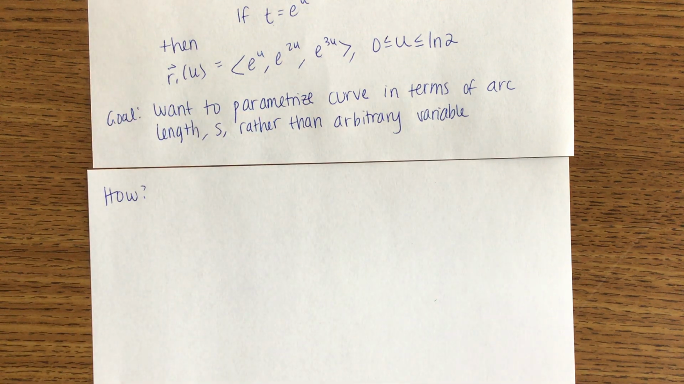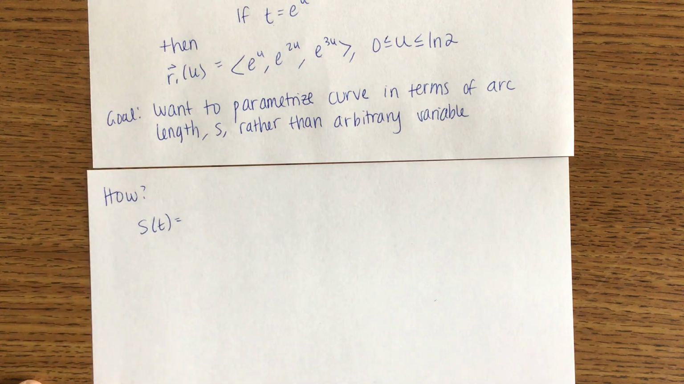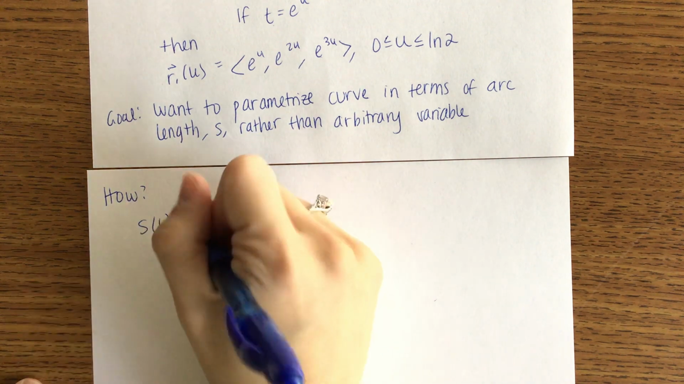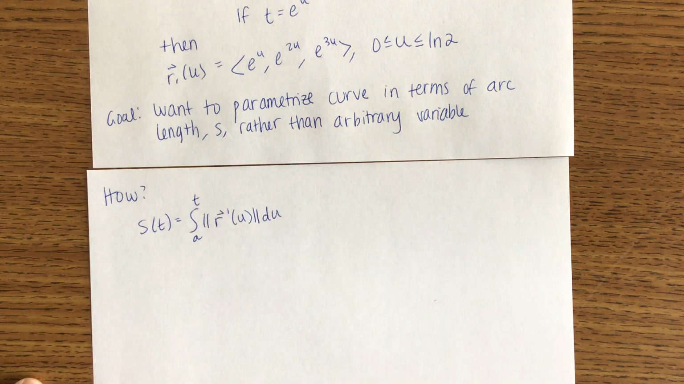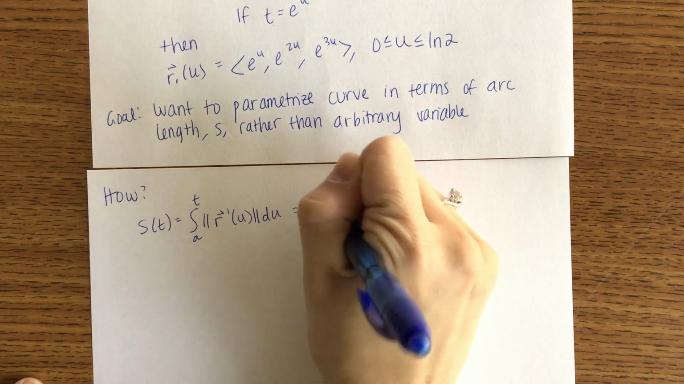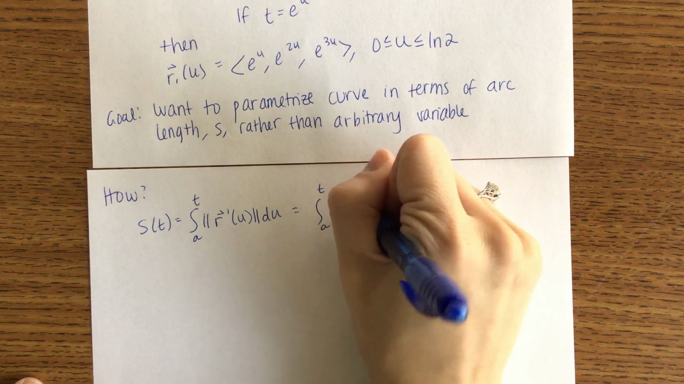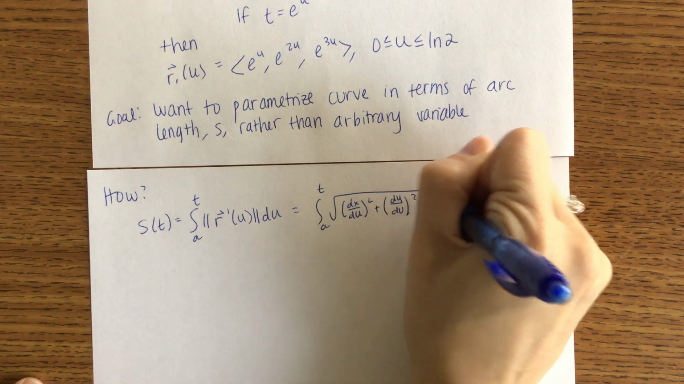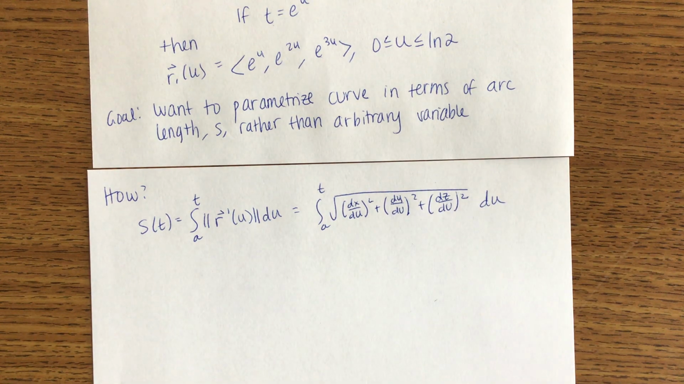Okay, so first thing, if we want our curve to be in terms of s rather than t, we need to know what the relationship between s and t is. So s of t, s as a function of t, is going to be the integral from a to t of the norm of r prime of u du. That's the same as the integral from a to t of the square root of dx/du squared plus dy/du squared plus dz/du squared, all integrated with respect to u.